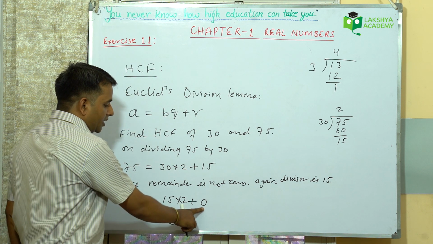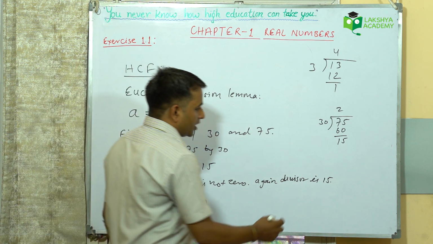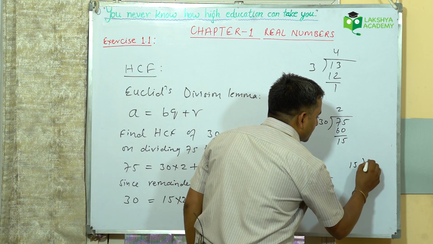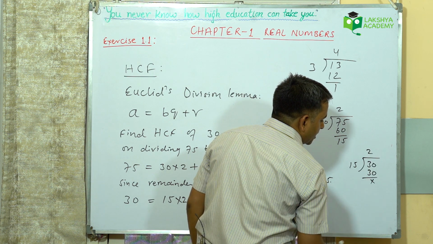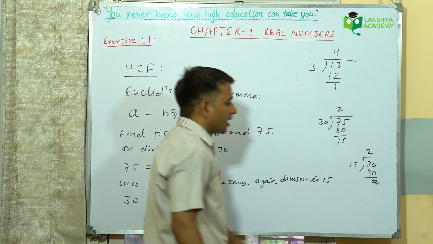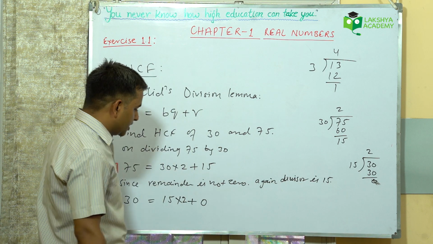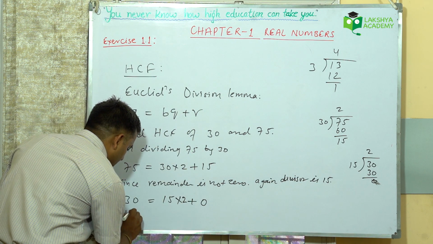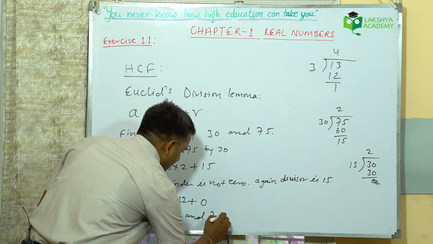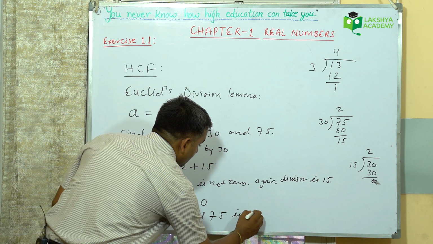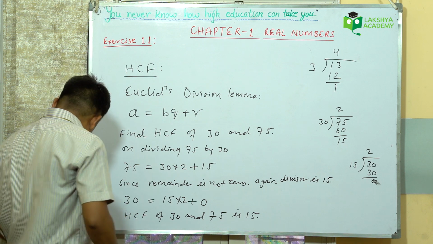So the divisor for which we get the remainder as 0 will be the HCF. On dividing 30 by 15, 2 times is 30 and the remainder is 0. So by dividing by 15, we are getting the remainder as 0. Therefore the HCF of 30 and 75 is 15. This is one thing.